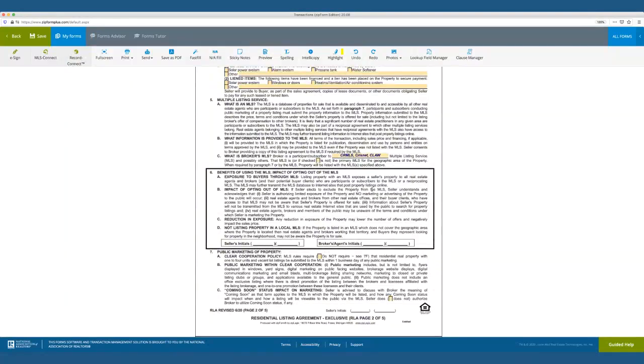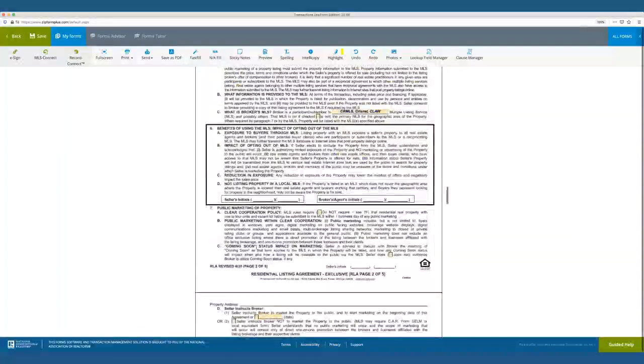So basically, this is telling the seller that exact thing: if you exclude it, you have a reduction in exposure. And here's where the seller initials, and here is where it says broker/agent initials. It's sufficient that just you as the agent, if this is your listing, you can initial this. It does not need to be initialed by your broker. Because I can't tell you how many of these I get initialed.